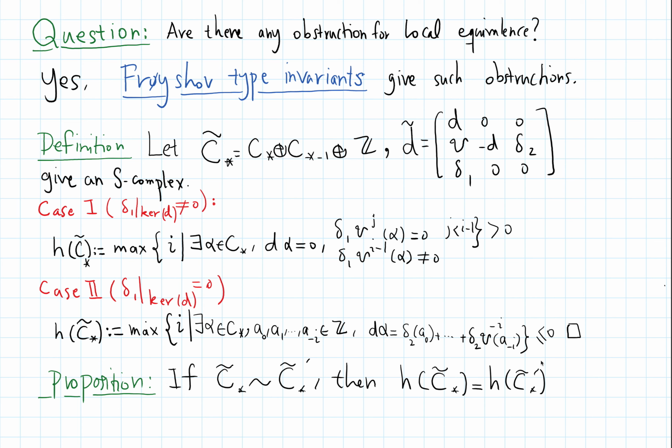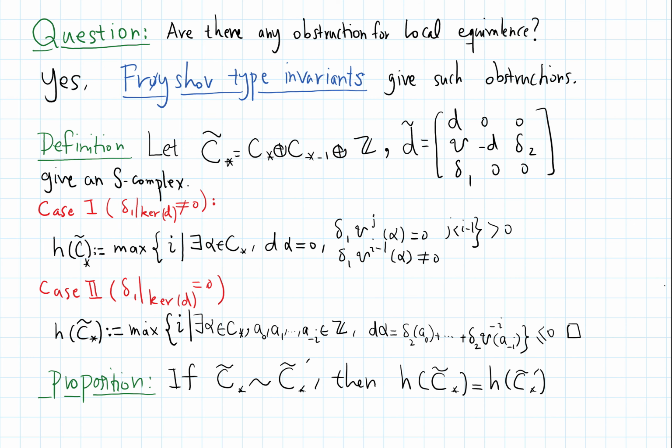And there's a proposition here which says that if we have two locally equivalent S complexes, then they have the same value of h. I would encourage you to pause the video and go back and try to prove this proposition. It is very straightforward. And I should say that this proposition and the definition of this Frøyshov type invariant appear in a slightly different form, but essentially the same construction, in Frøyshov's work when he defined an integer homology cobordism invariant for 3-manifolds.